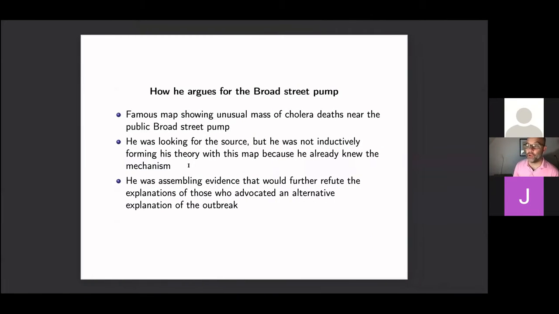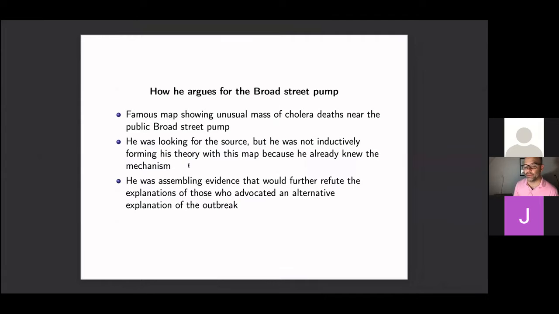So he produced that map. This is one of the most famous maps in social sciences and data visualization that's ever been created. It's probably the most famous one in the social sciences. He was looking for the source of the outbreak that happened in that short period of time, but he wasn't forming his theory. He already knew what he believed. He just was collecting evidence that he thought would convince the reader.